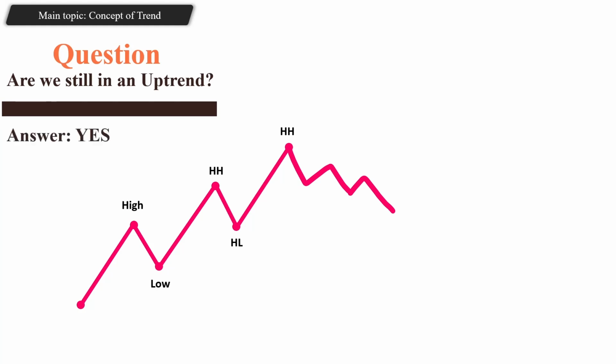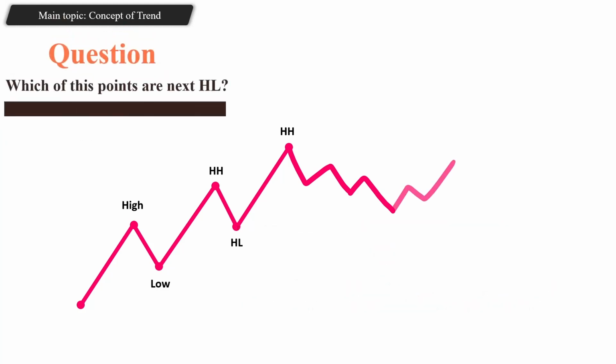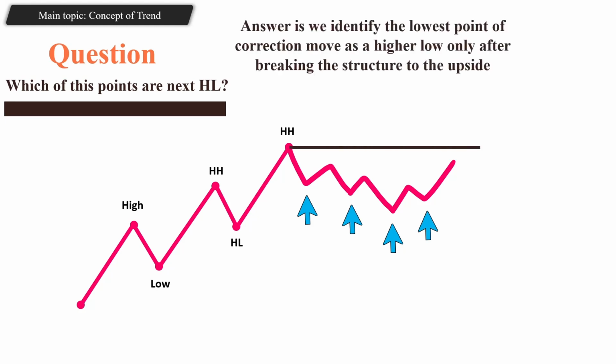We are in an uptrend until we get a candle to break and close below this higher low. So here is another question. Which of these lows is the higher low we are looking for? So the answer is, we identify the lowest point of correction move as a higher low, only after breaking the structure to the upside. So, in this case, here is our lower high, and breaking it to the downside can signal a possible trend change.